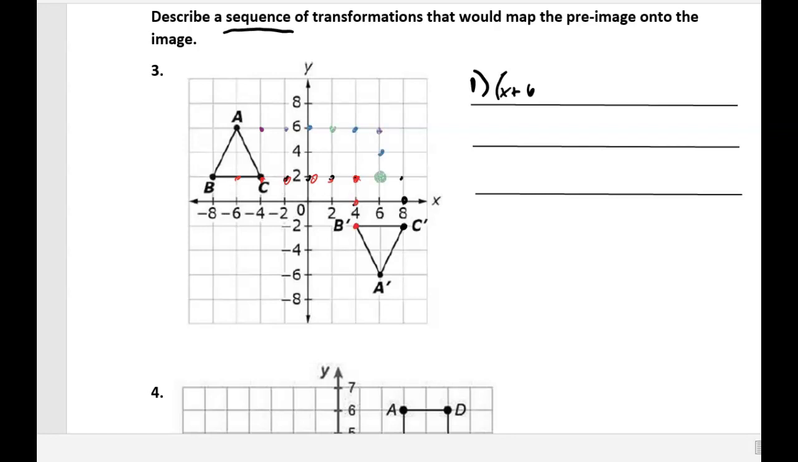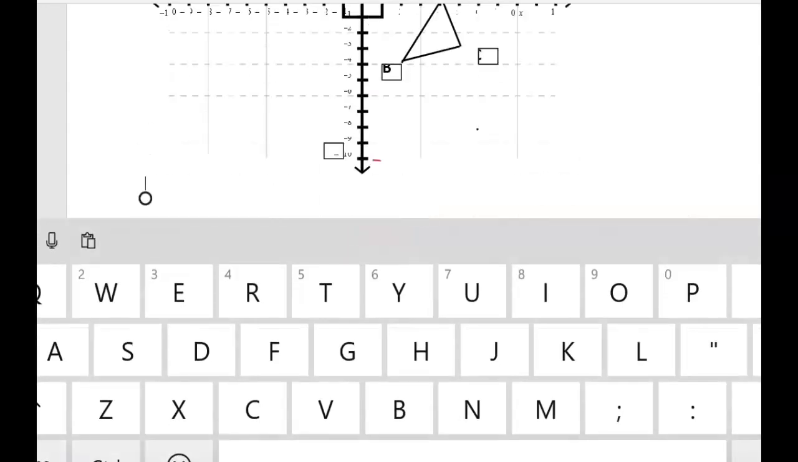So if we connected all of those, we basically take that triangle, move it right 6, and then we take our y's and go down 2. What we would end up with is this triangle, the original triangle, ending up right here, basically right on top. So this would have been A.